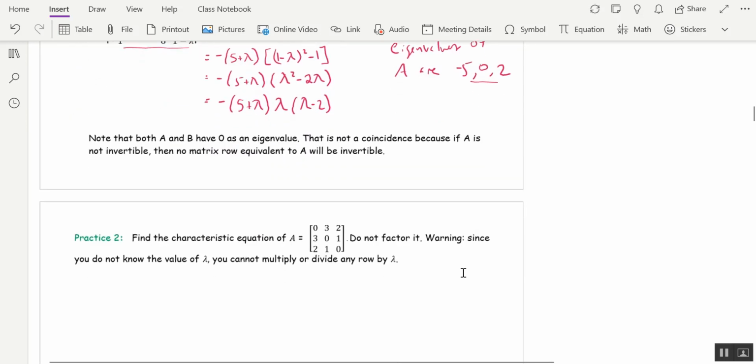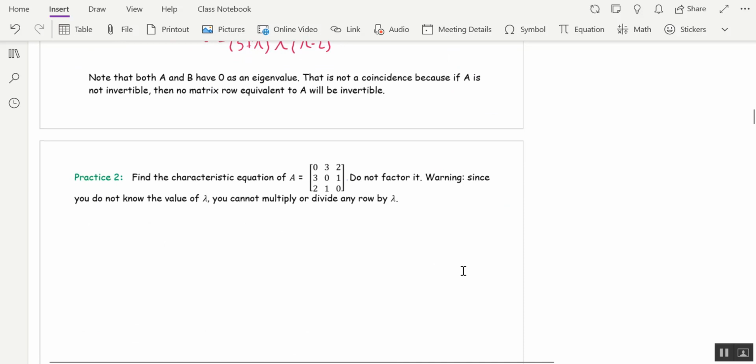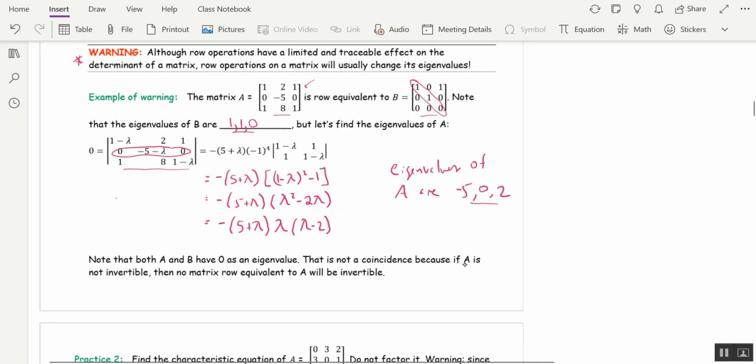Here's an example. This is one of your homework problems. Find the characteristic equation of A. You don't have to factor it. And so you're going to do exactly what I did in this example here.